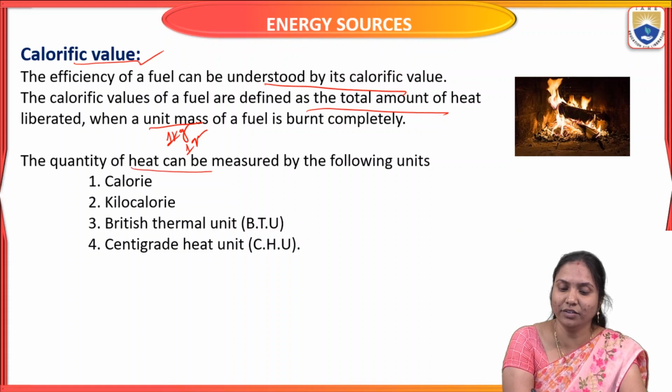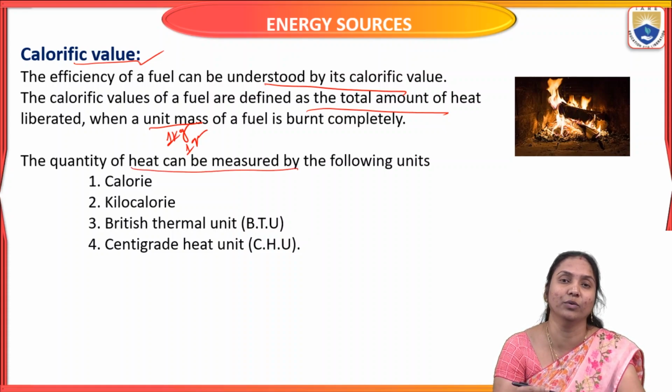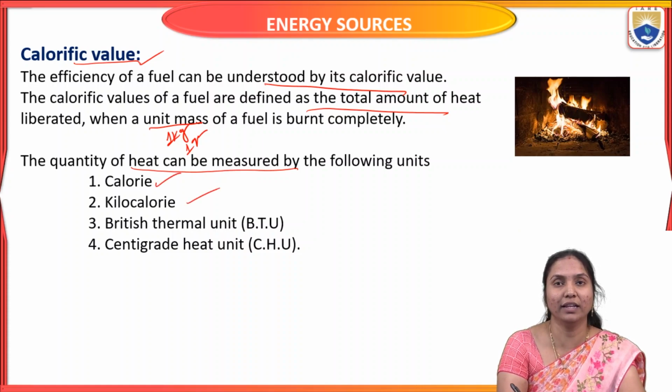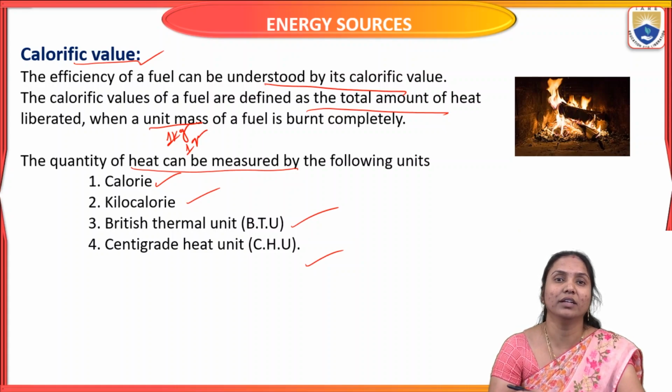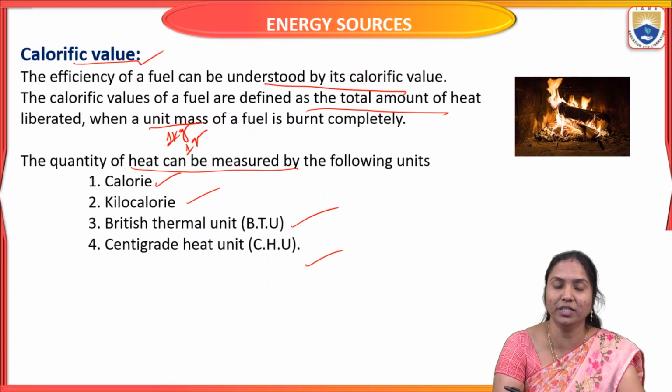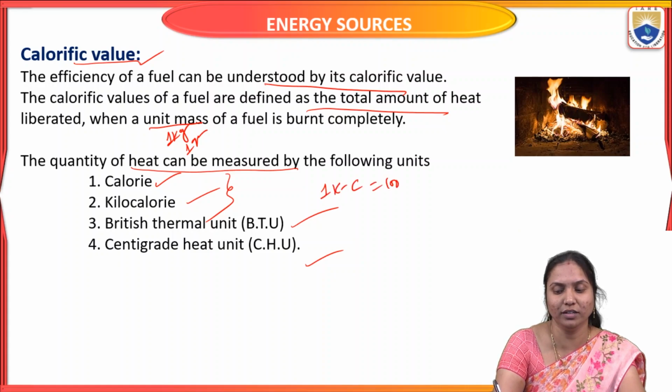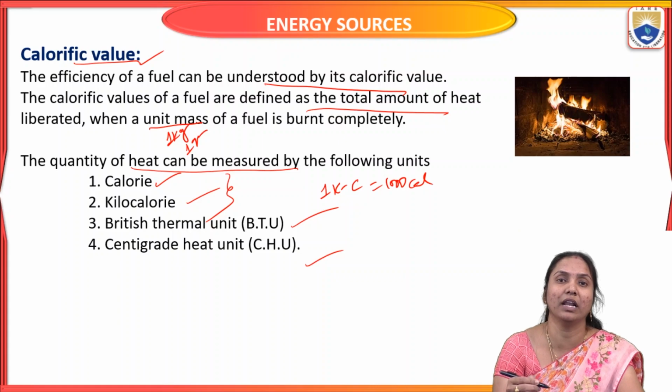The quantity of heat, that means calorific value, can be measured in the following units: calorie, kilocalorie, British thermal unit and centigrade heat unit. The commonly used units are calorie and kilocalorie. Generally 1 kilocalorie is equal to 1000 calories. That is the relation between calorie and kilocalorie, the generally used units for heat measurement.